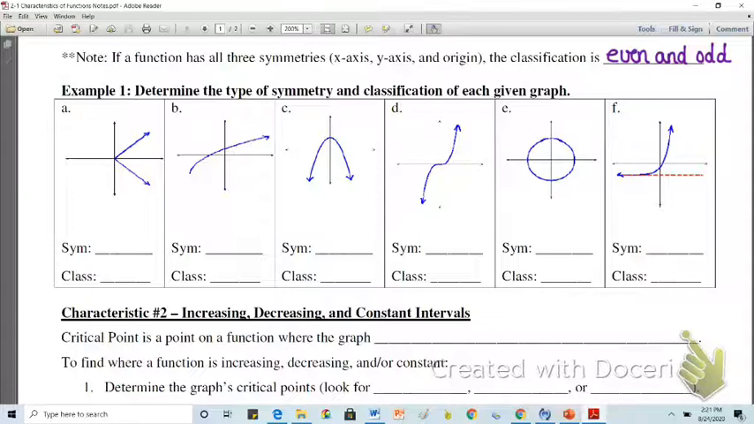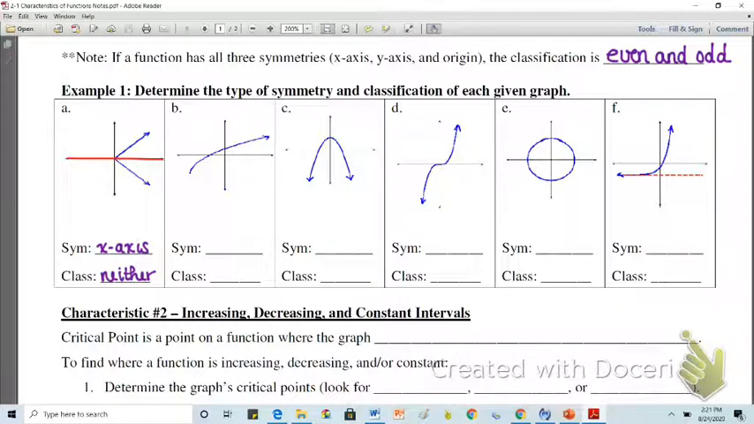So if I look at example 1, what I'm asking myself is how can I fold this paper in half so that the two sides match up? And in this case, I could fold it on the x-axis. So if I folded it on this red line I just drew, both the blue parts would be lying on top of each other. Therefore, this graph has x-axis symmetry, which has a classification of neither.